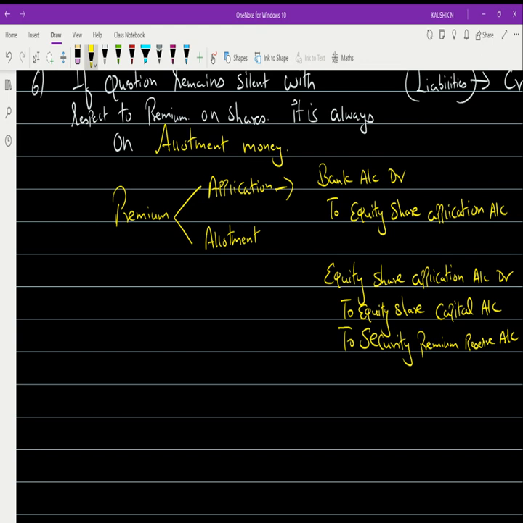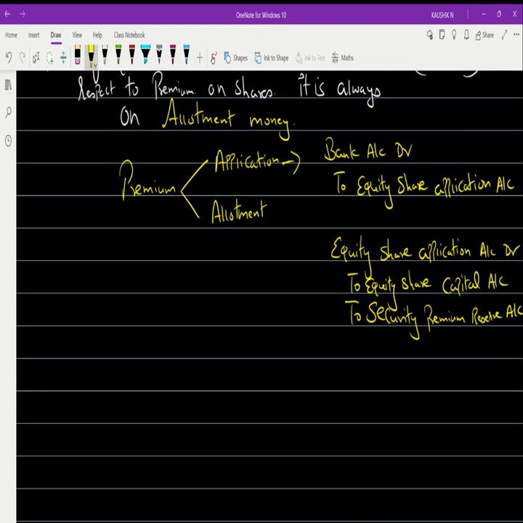Usually the premium amount will be shown in the due entry. Okay, but for application money alone, there is no due. So the only possibility is to show it in the transfer entry.